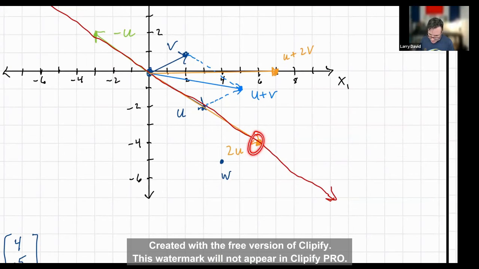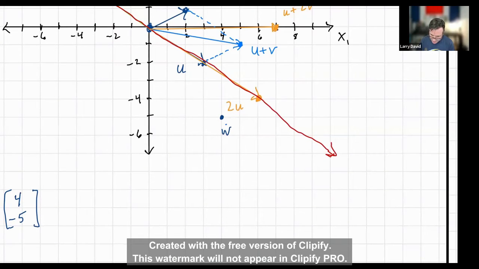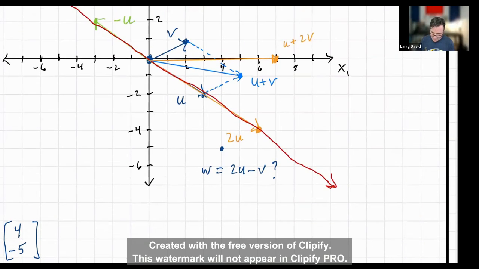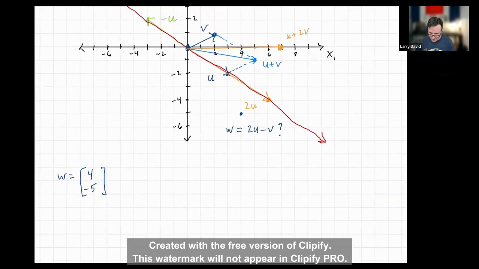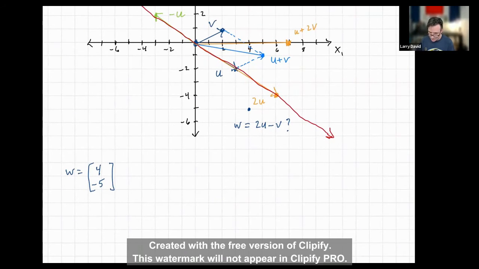And then remember, I can go this way or this way. And these two are already pretty close to each other. If I just went 2u and then over here, well, v is up 1 and to the right 2. So minus v would be down 1 and to the left 2. So down 1 and to the left 2. Oh, so is this perchance, is w equal to 2u plus a negative v, so minus v? It seems like that would work geometrically, but we can figure that out algebraically.